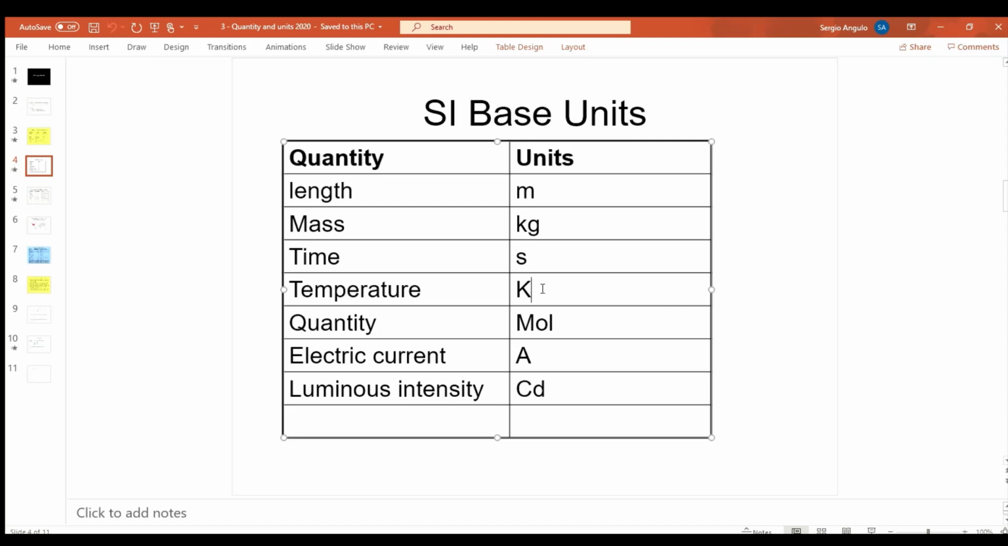You can still use Celsius. You can even still use Fahrenheit, but Fahrenheit's probably not going to be found in too many of our equations. So know that Kelvin is the base temperature.